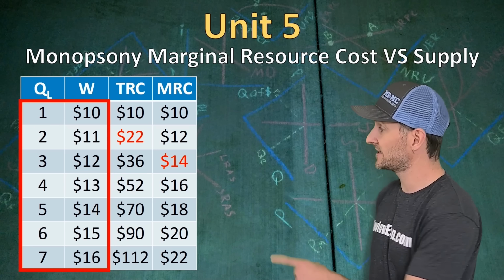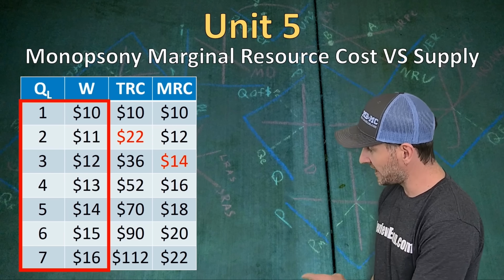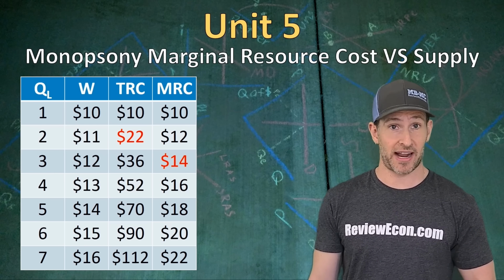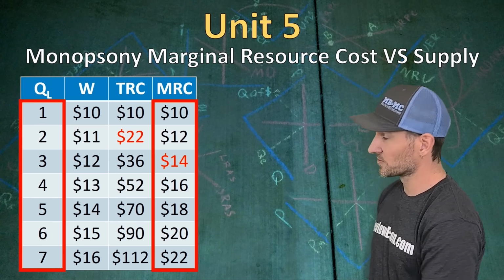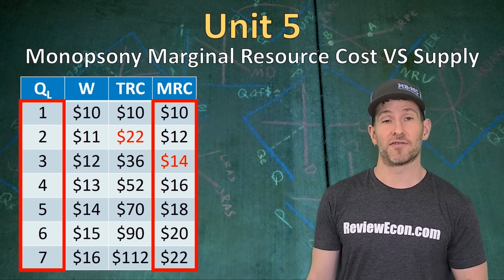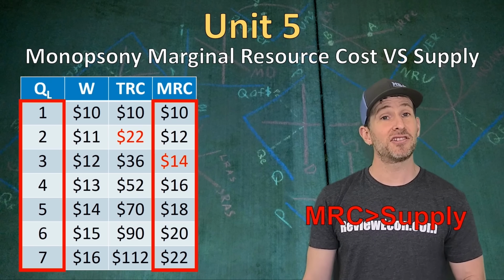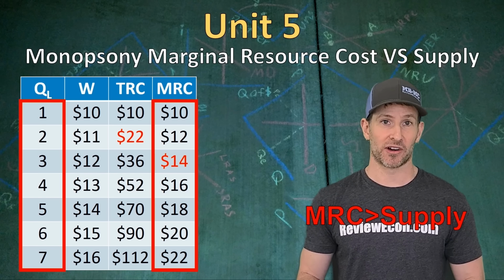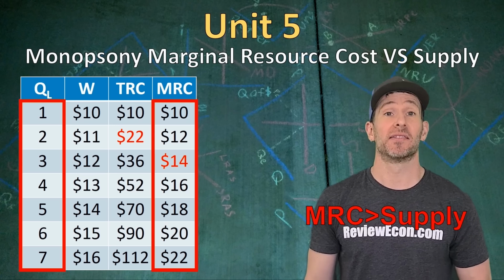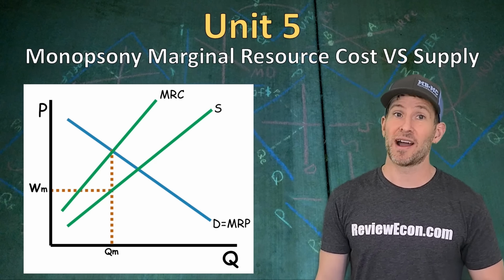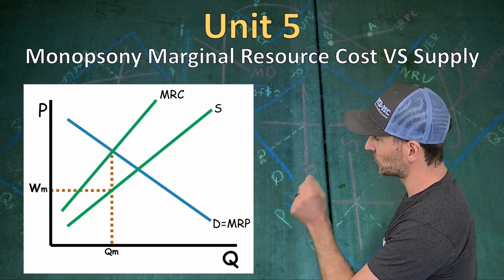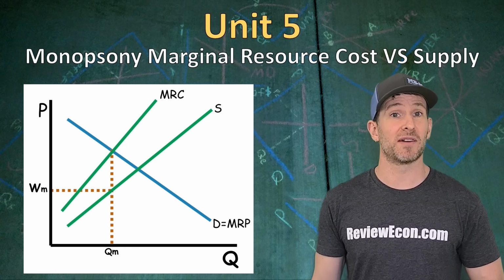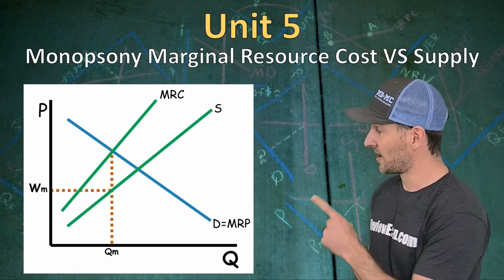The first 2 columns on that table, the quantity of labor hired and the wage, that is the firm's supply of labor. The marginal resource cost curve, on the other hand, is the quantity of labor versus the marginal resource cost. Those 2 columns get graphed out for your marginal resource cost curve. And as you can see, because this firm must increase wages as it hires more workers, the marginal resource cost is going to be greater than the supply of labor for this firm. And that's why when you graph it out, that marginal resource cost is greater than the supply curve for a monopsony. They hire where that marginal resource cost equals the marginal revenue product, and they pay the wage that is down below at the supply curve.